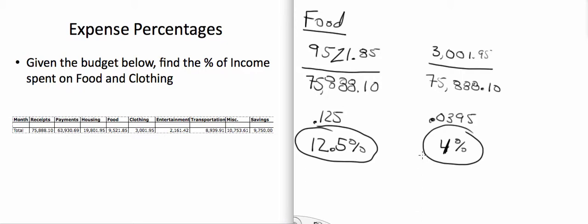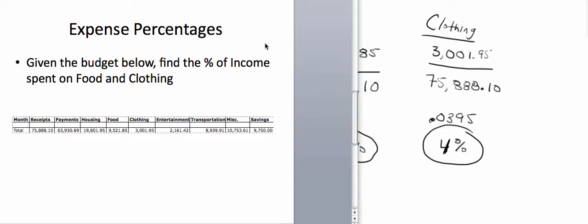And that is our answer for how much of our income we spent on food, and how much of our income we spent on clothing. So when you're trying to find the percent, take the amount of the expense divided by the amount of receipts or income that you have, and you'll get your answer.